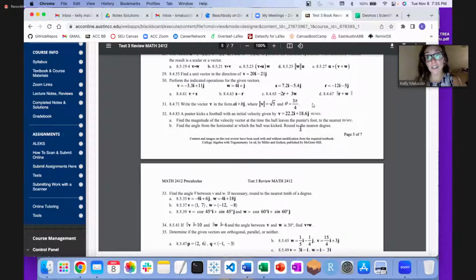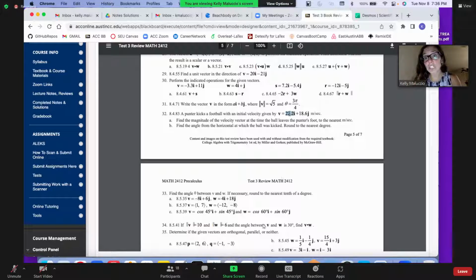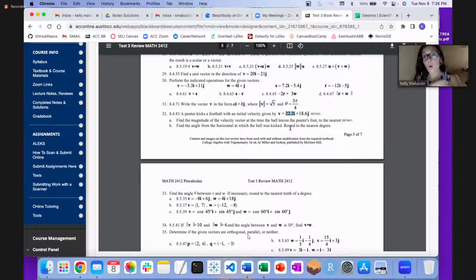you have the option of doing a few things, right? One thing you could do is 22.2 should equal the magnitude that you found in part A times the cosine of theta, and you can solve it this way. Or you could do 18.6 should equal the magnitude of V times sine of theta. And then from there, you divide and take the inverse sine or inverse cosine and you get theta, if that makes sense.